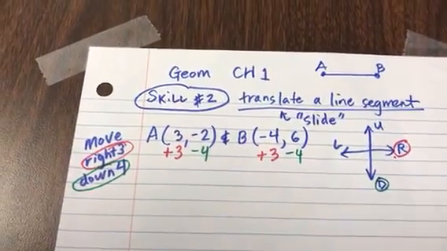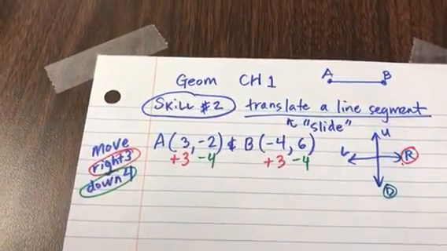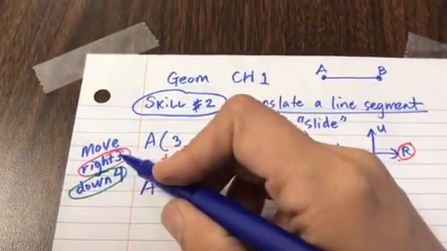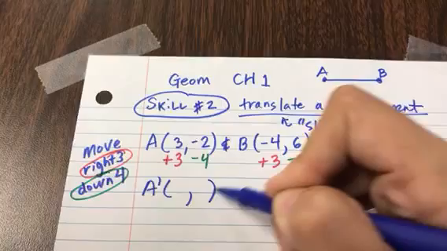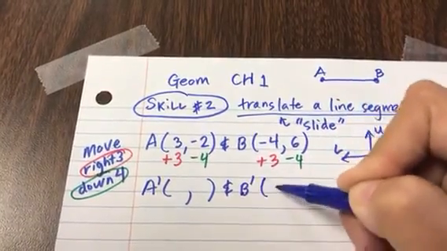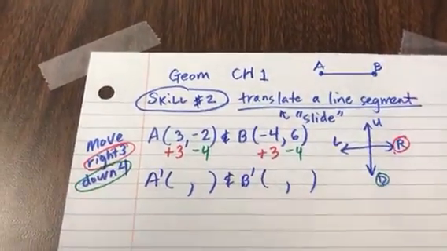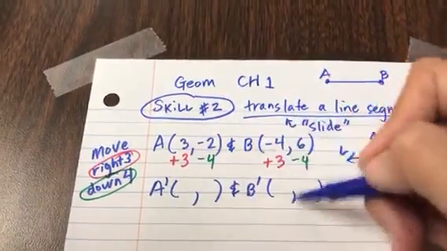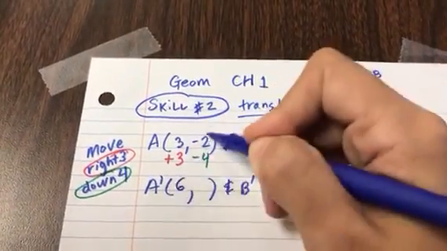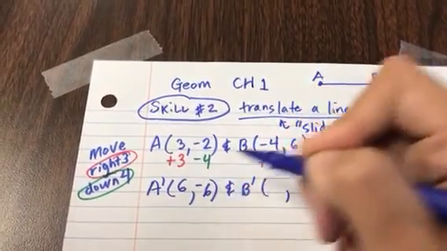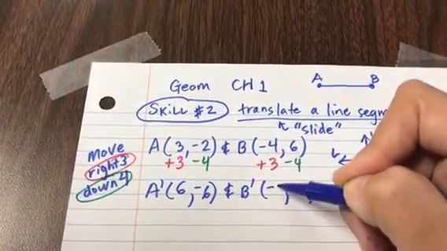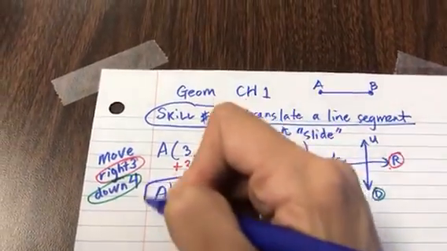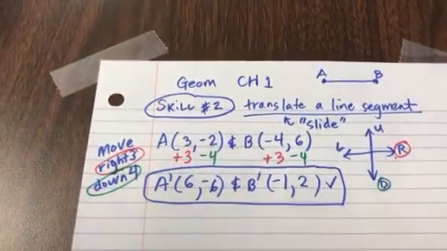Now, this is actually called my pre-image, my line before I move it. Now that I've moved it right 3 and down 4, I would call that A prime and B prime. It's got a little apostrophe. It's the new location. Now I'm just going to add or subtract vertically. 3 plus 3, negative 2 minus 4, negative 4 plus 3, and done. There's my final answer. Looking good.